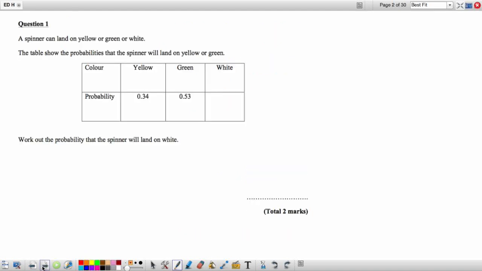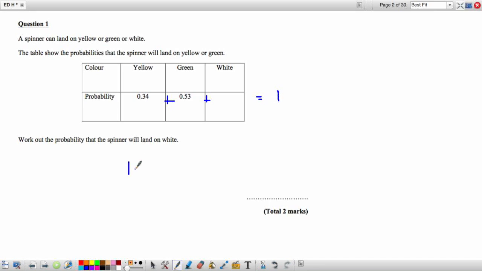Question 1. A spinner can land on yellow or green or white. The table shows the probabilities that the spinner will land on yellow or green. Work out the probability that the spinner will land on white. These three probabilities must add up to 1.